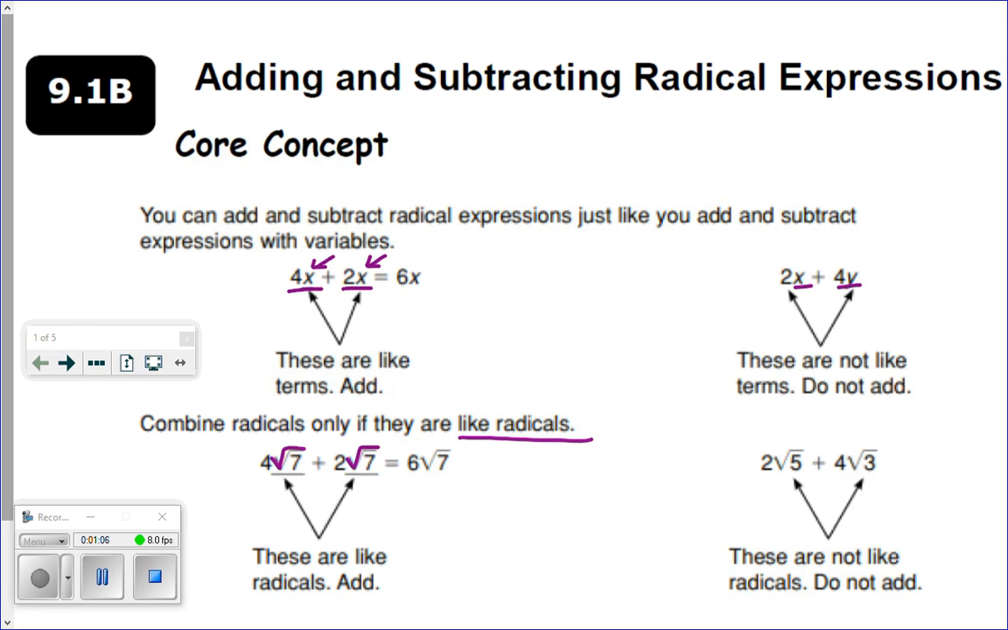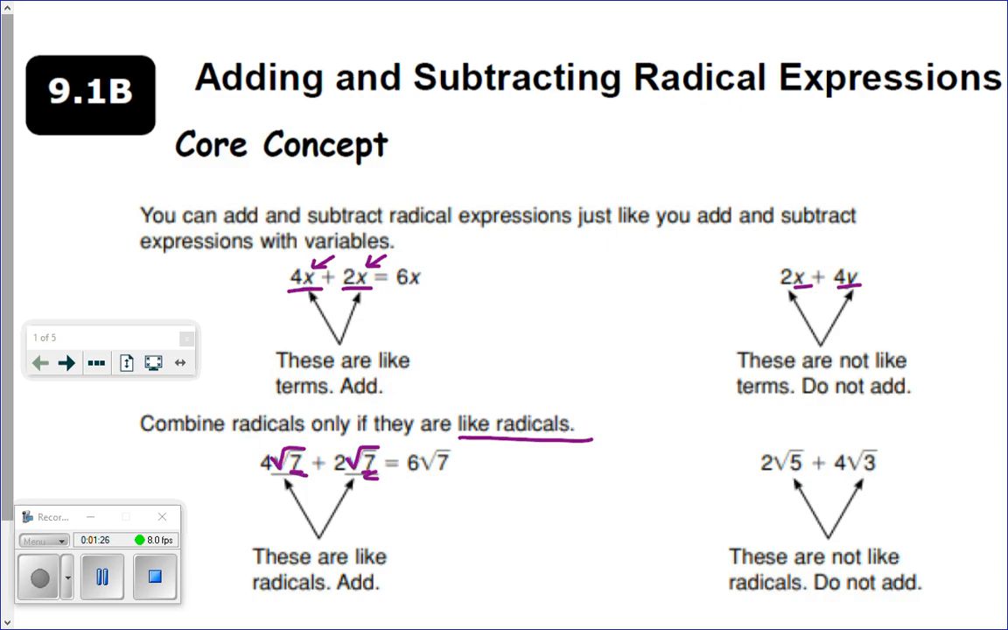Then, the other thing that needs to be a match is the part inside. The radicand needs to be an identical match as well. So you have 4 square root of 7 plus 2 square root of 7. Those are like radicals. So I can add the coefficients in front, 4 plus 2, and just write that as a single radical statement. Just say 6 square root of 7.